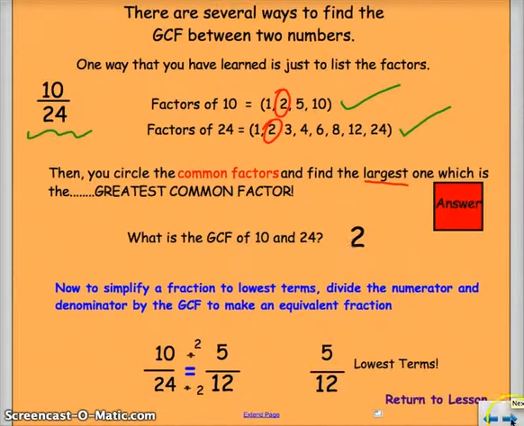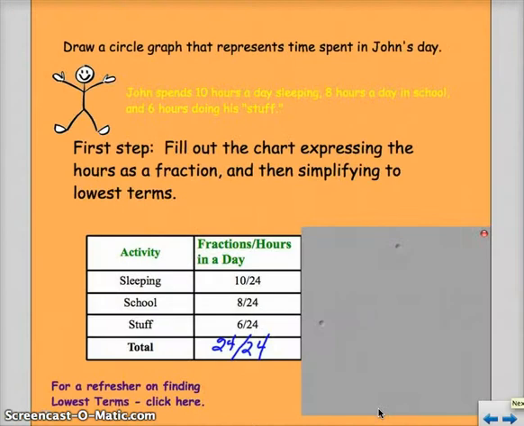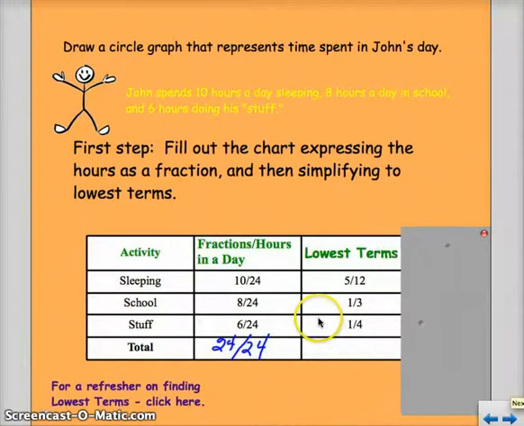Now to simplify it, you take that GCF and divide the numerator and the denominator both by 2 to get 5/12, or 10/24 in lowest terms is exactly 5/12. Now let's go back to the lesson. We move our screen and we can see each of these fractions expressed in lowest terms.